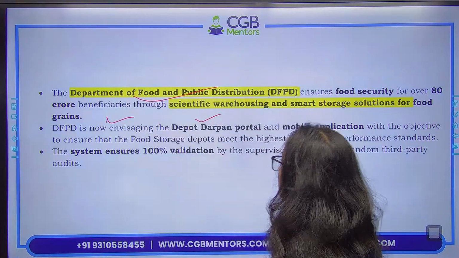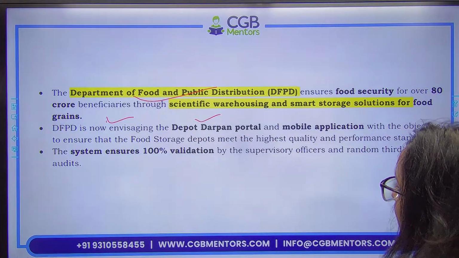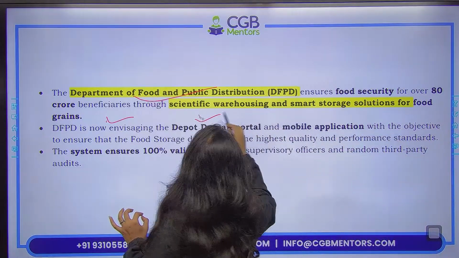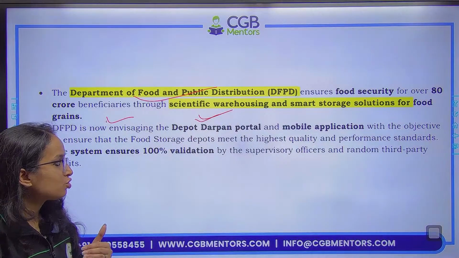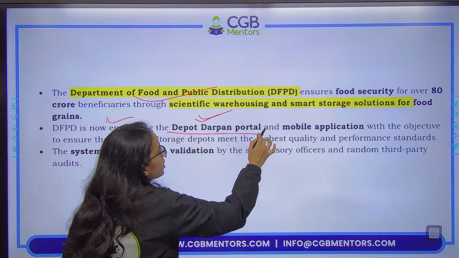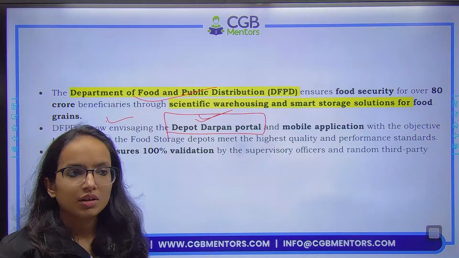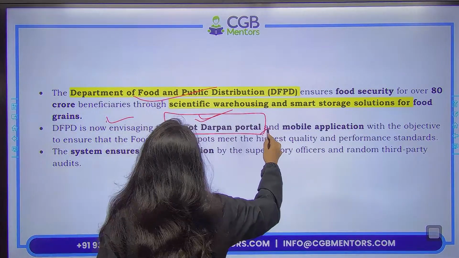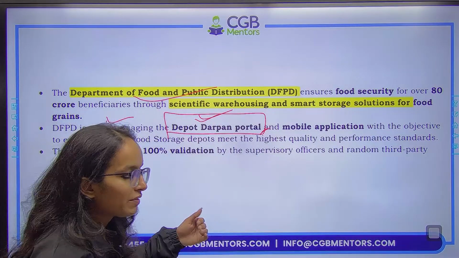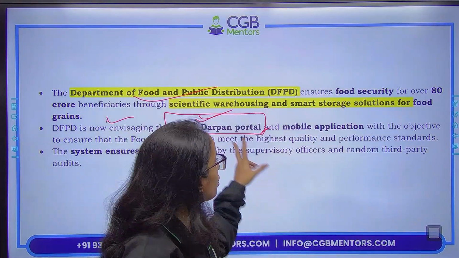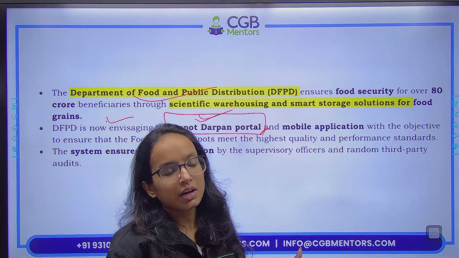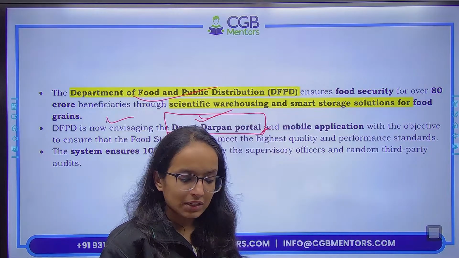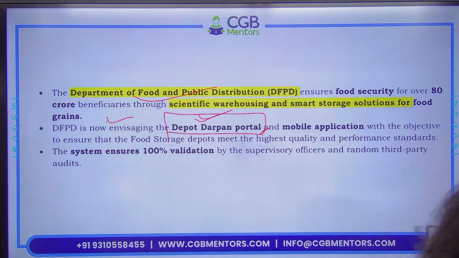For this purpose, scientific warehousing will be promoted, and now the department is going to create the Depot Darpan portal. Remember, Depot Darpan portal as well as a mobile application, where with the help of this portal and application, they will be able to monitor the quality of these warehouses, whether they are complying with the scientific standards and norms or not. So this is the thing.